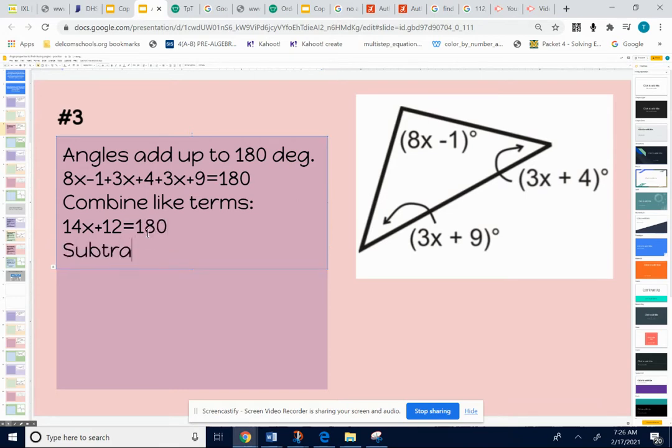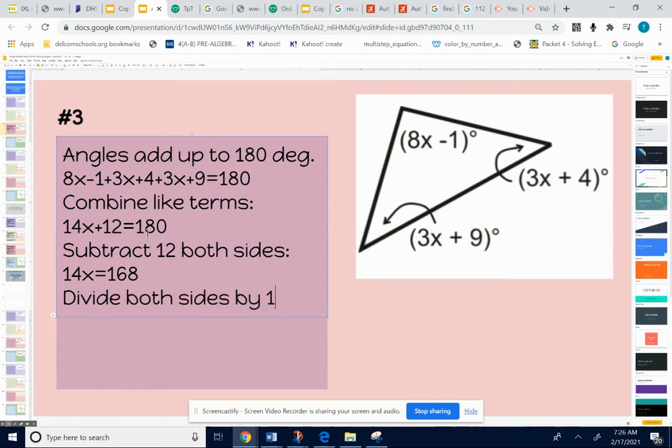Then I want to subtract 12 from both sides. Subtract 12 from both sides, and that'll leave me 14x equals, the 180 minus 12 is 168. Then I'm going to divide both sides by 14 to solve for x, and I will end up with x is equal to 12.